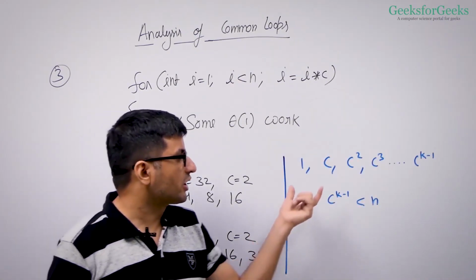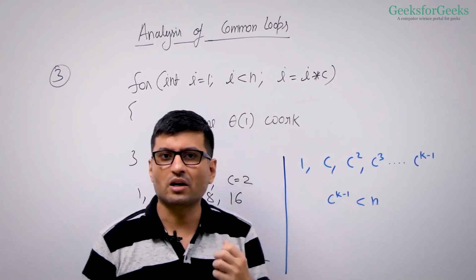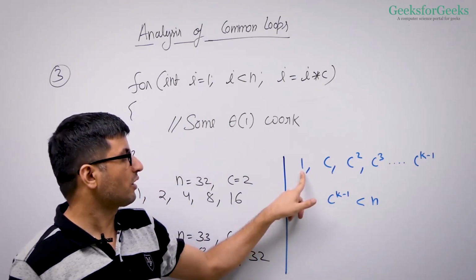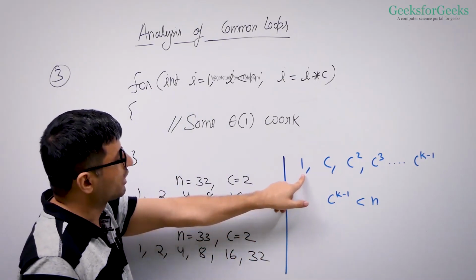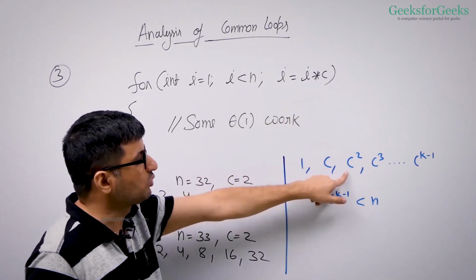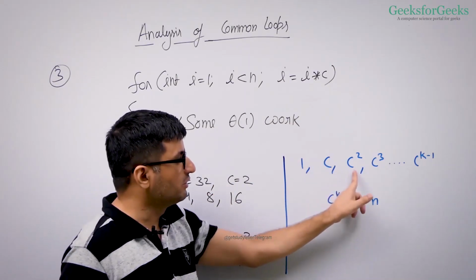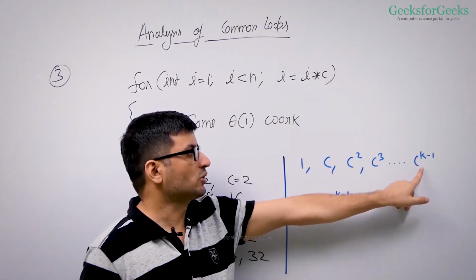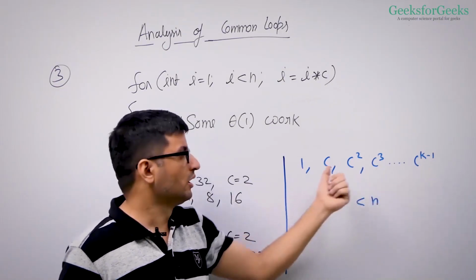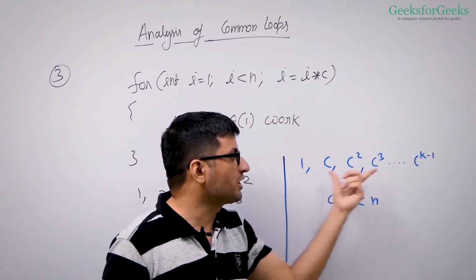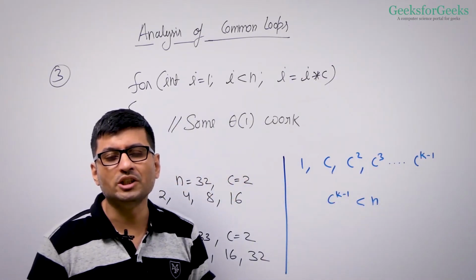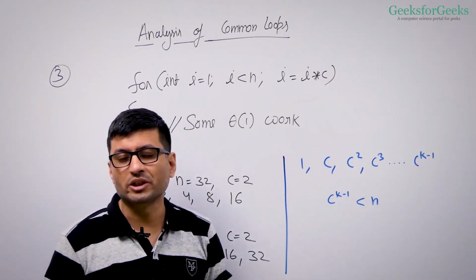Let us take a look at a general value. When you are going inside the loop for a general c, what happens? You run for i equal to 1, then you run for c because you multiply i with c, then you run for c square, you again multiply by c, then c cube, and so on. So say you run this loop till c raised to the power k minus 1, where k is the number of iterations your loop runs. So this loop will stop when c raised to the power k becomes greater than or equal to n.